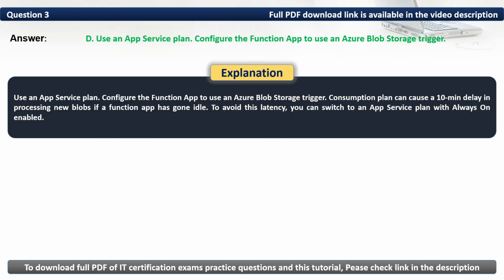Use an app service plan. Configure the function app to use an Azure Blob Storage trigger. Consumption plan can cause a 10-minute delay in processing new blobs if a function app has gone idle. To avoid this latency, you can switch to an app service plan with always on enabled.